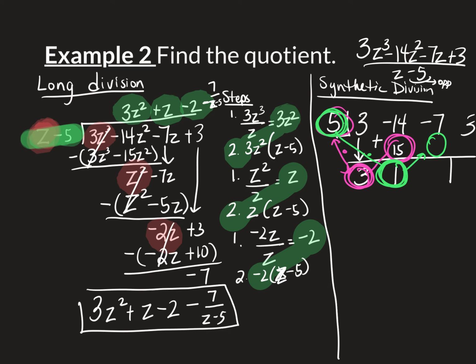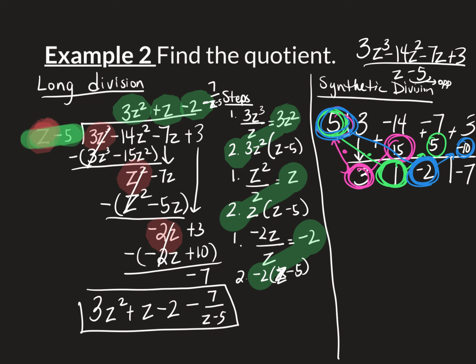And if it's cleaner for you to not put all those different colors, I totally understand. You do not have to put all those different colors. 1 times 5 is 5. Then you add. You add negative 7 and 5, and you get negative 2. Then you multiply that new number you got by the divisor. Negative 2 times 5 is negative 10, and you put that answer here. So negative 10, and then you add, and you get negative 7.